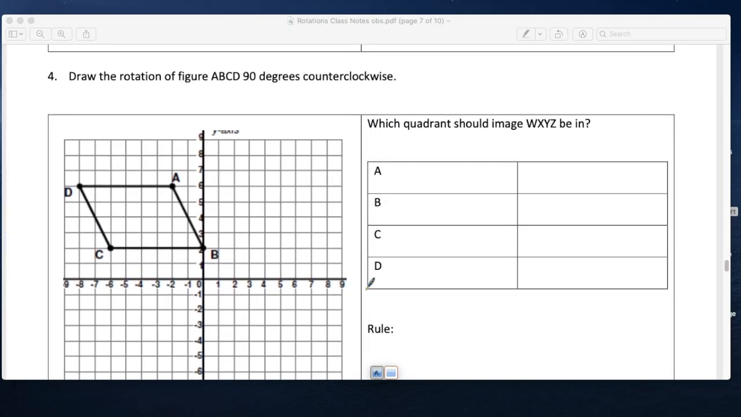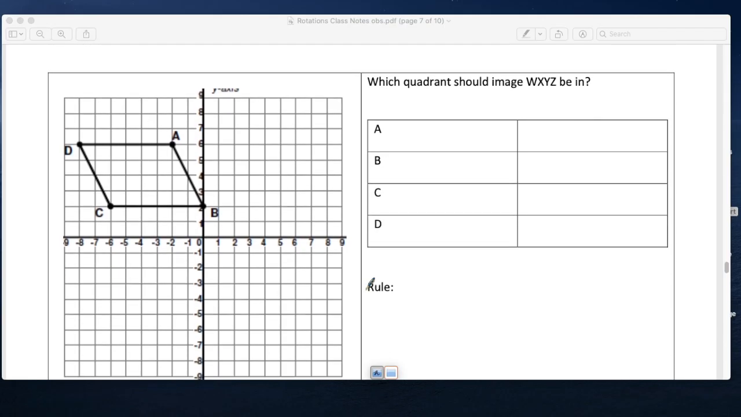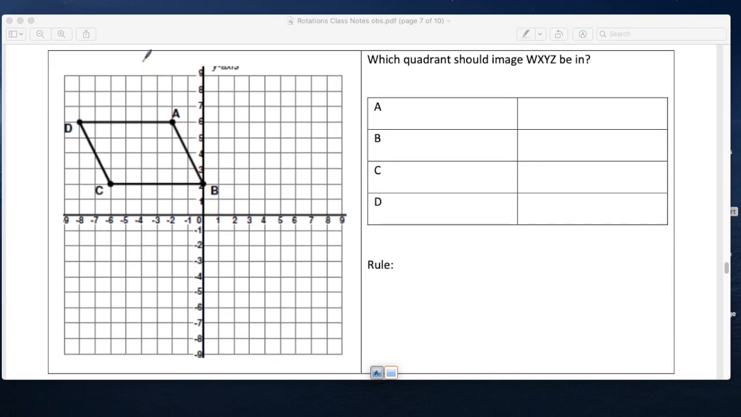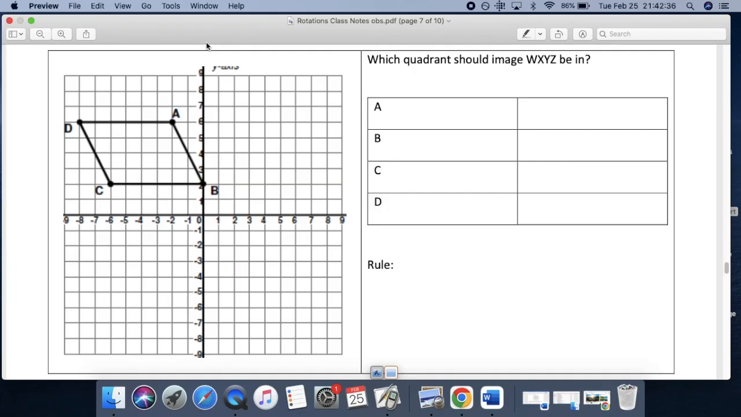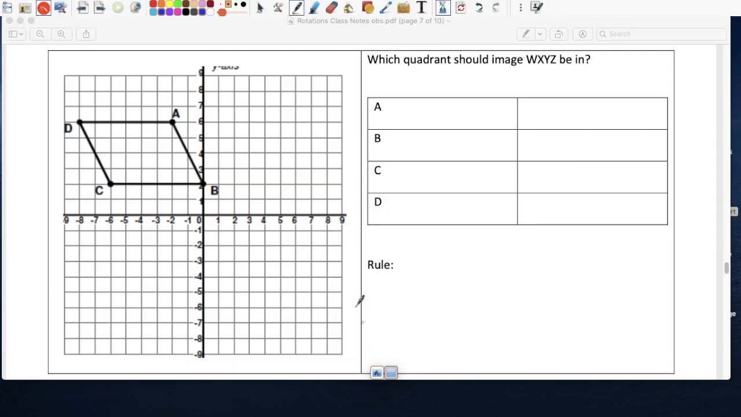Number 4. So we want a 90-degree counterclockwise rotation. 90 degrees counterclockwise means first of all we have to go this direction, against the clock, and we're going to go 90 degrees. A 90-degree counterclockwise rotation means that all these points will jump over one quadrant. So this whole quadrilateral will go from quadrant 2, and because it's only a 90-degree rotation, it goes from one quadrant to the following one.